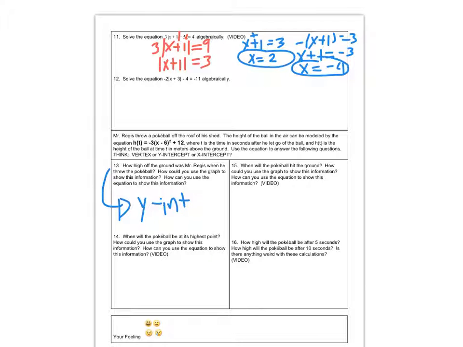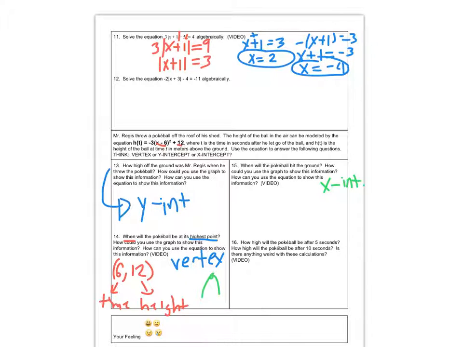For number 14, highest point, that's a vertex question. And I can use the equation because I see the vertex from there. So it's going to be 6 and 12, and that's the time of 6, and that's the height of 12. So the when part would be 6. On the graph, this would have been the vertex. When will it hit the ground? That's going to be an x-intercept question.